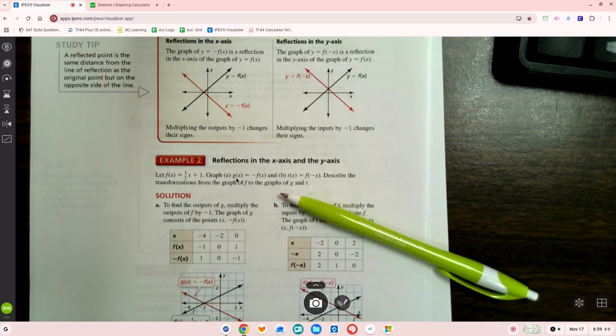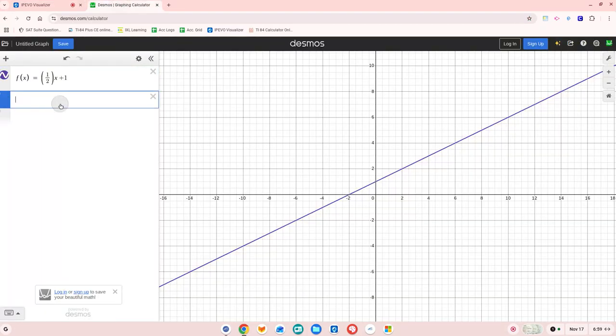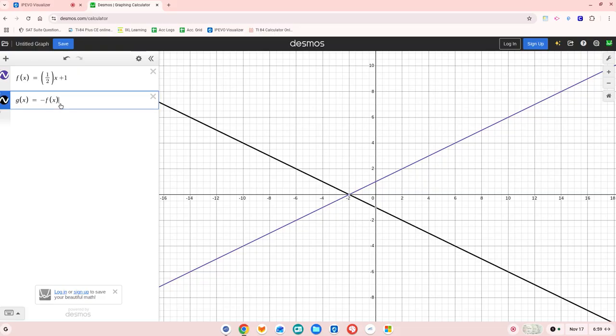Okay, now the transformation taking place is we have g of x equals negative f of x. So let's type that one in and see what happens. What is this new function going to do to the old one? G of x equals negative f of x. You notice this flipped, this reflection occurred over the x-axis.